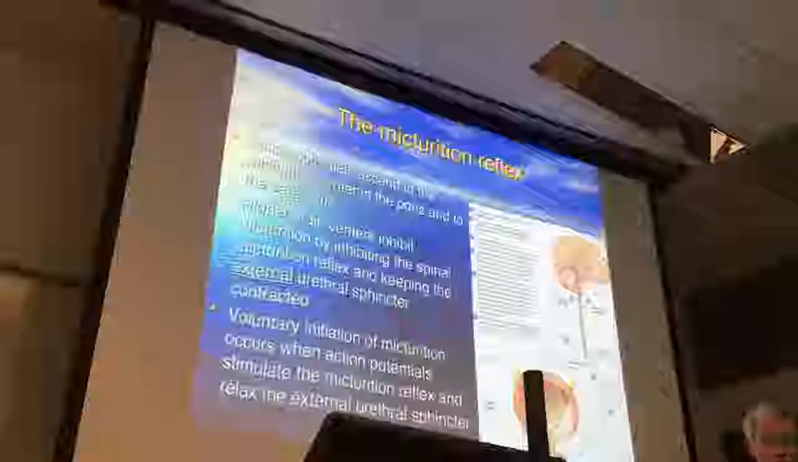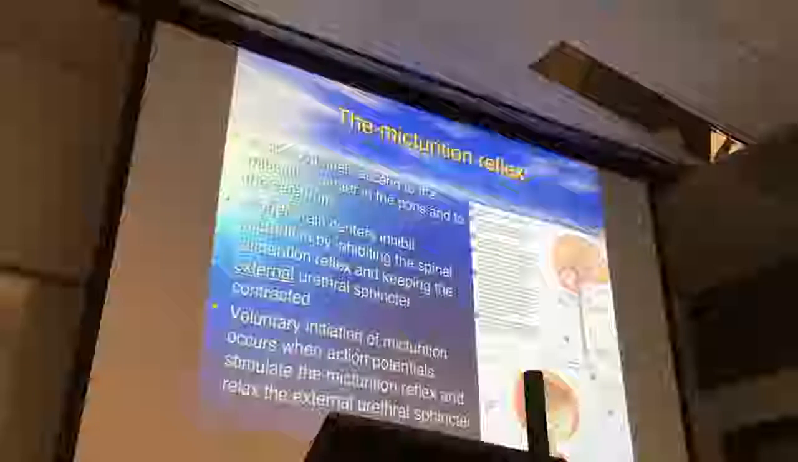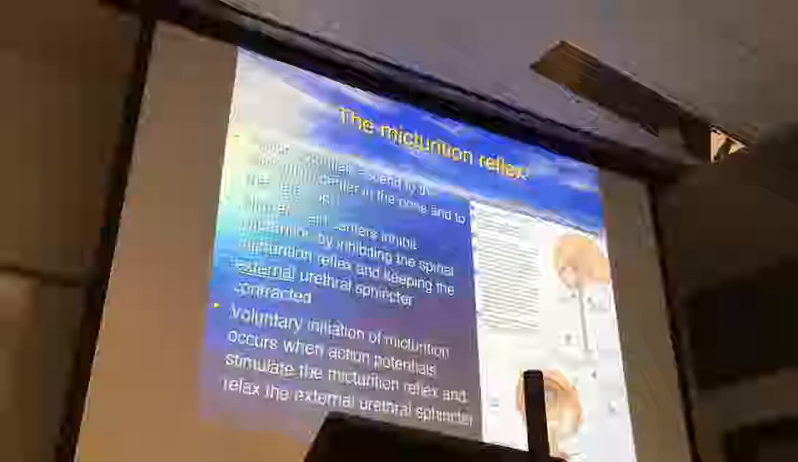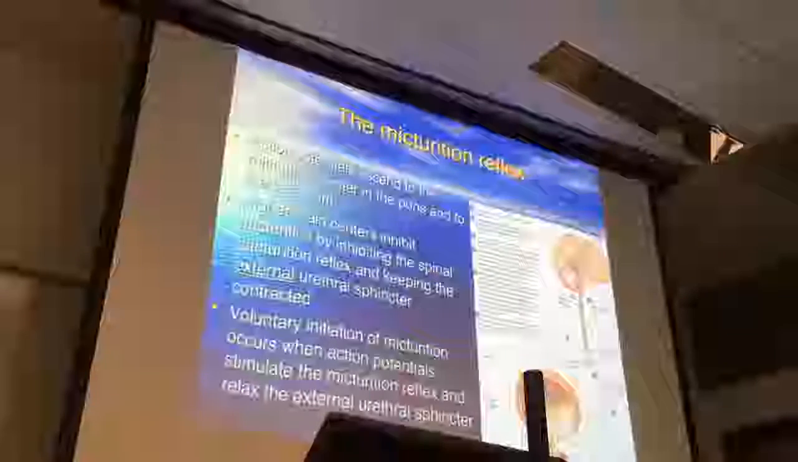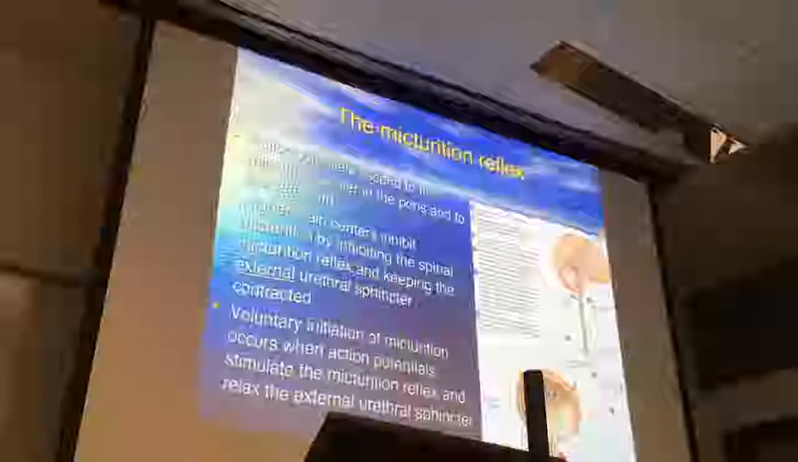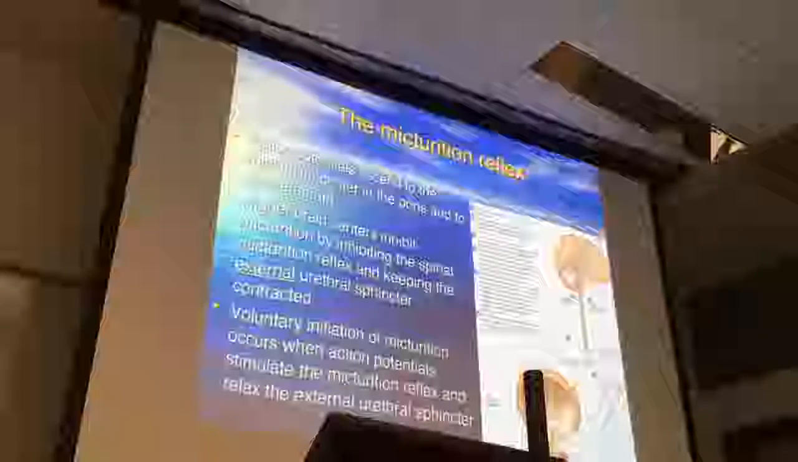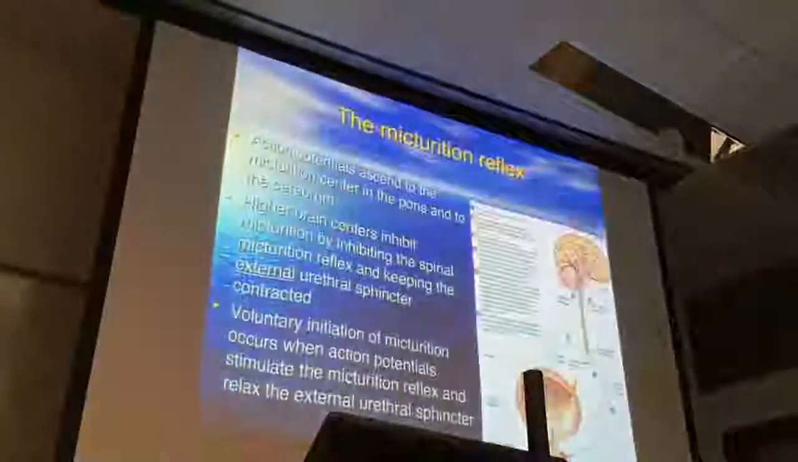Female, much shorter, much more problems. Okay, in an adult, it's conscious commands that cause the smooth muscle, the detrusor muscle, to contract, and the external urethral sphincter to relax. Is incontinence an issue with the sphincter?